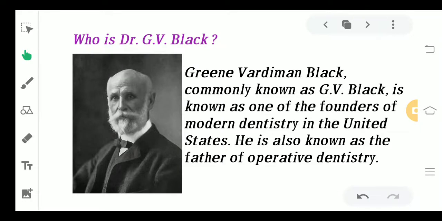So who is Dr. G.V. Black? Dr. G.V. Black, whose full name is Green Vardhaman Black, was commonly known as G.V. Black and is known as the founder of modern dentistry in the United States. Commonly we say him to be the father of operative dentistry. So many times you can get this as a question by the examiner, who is the father of operative dentistry, and you should know his name. He was Dr. G.V. Black.